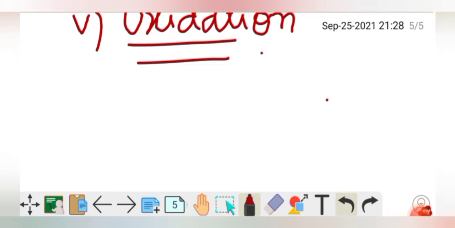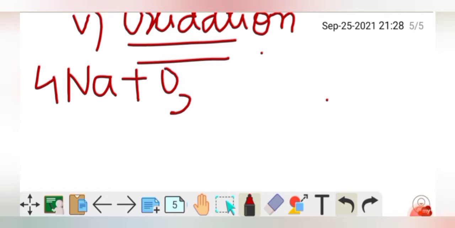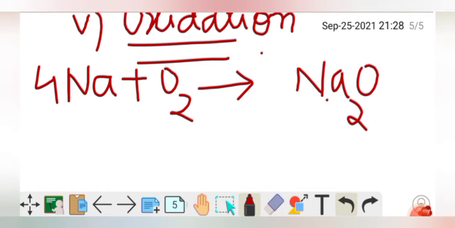When 4Na, that is sodium, reacts with oxygen, O2, it forms sodium oxide, that is Na2O. To balance you will put 2 here, so 2Na2O, sodium oxide. This is the first example of oxidation. See here, in this reaction oxygen is added, so it is an oxidation reaction.